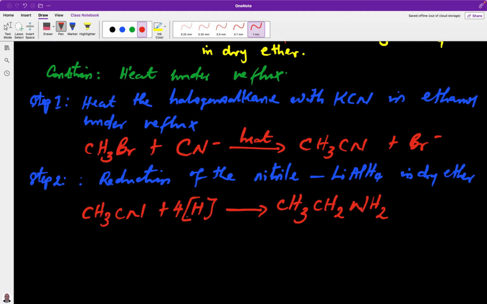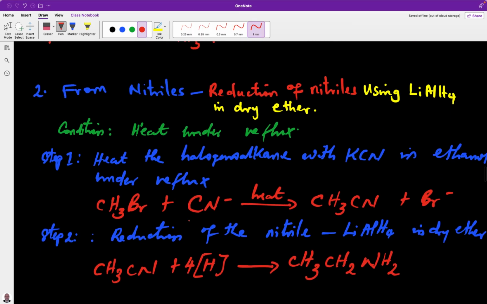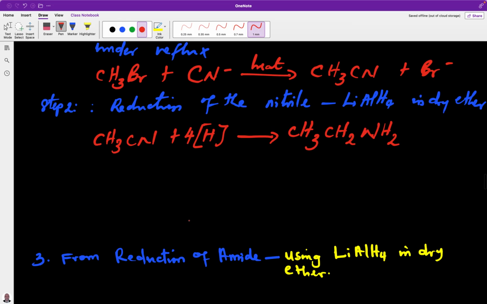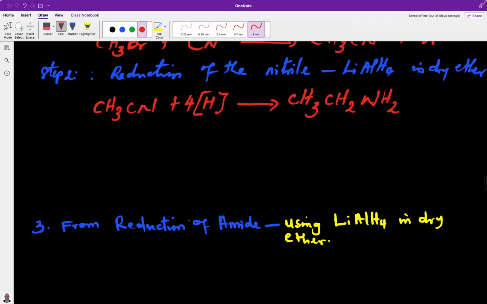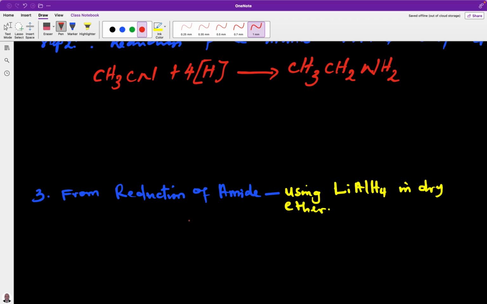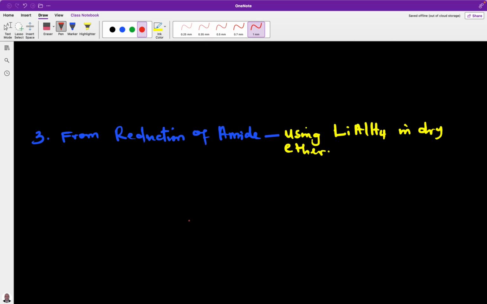Then another method of production is from reduction of amide. We can produce amines from amides. You know, amides contain a carbonyl group and an amino group. So for reduction of amide, we will still use this lithium tetrahydroaluminate, LiAlH4, in dry ether. It helps to provide us what? Our hydrogen.